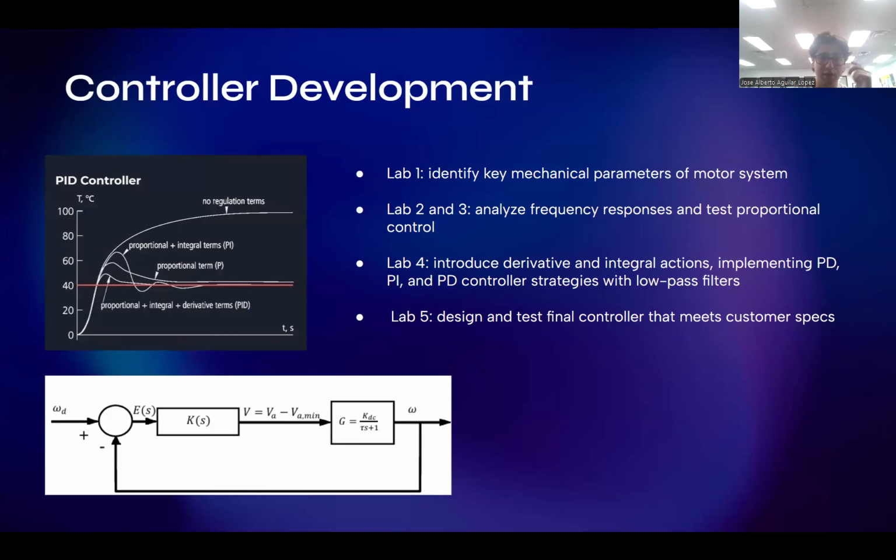The control development. Throughout the semester, we were in charge of finding the correct controller to use. In Lab 1, we identified key mechanical parameters of motor systems. In Labs 2 and 3, we analyzed frequency responses and tested proportional controls. Lab 4 introduced different types of controllers, such as the proportional derivative, proportional integral, and some other controllers. And in this lab, Lab 5, we had to combine all of them.